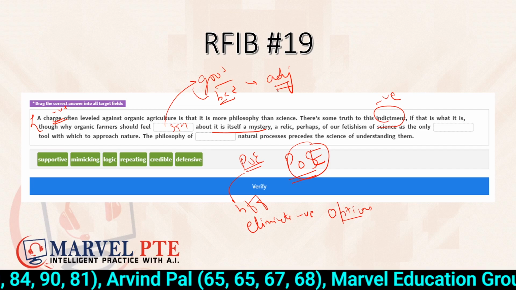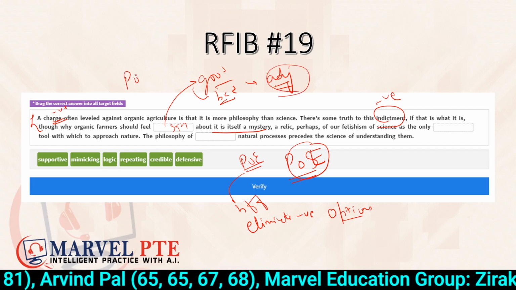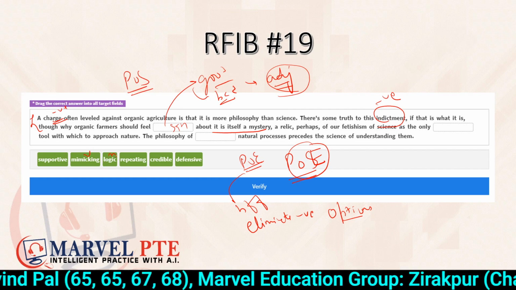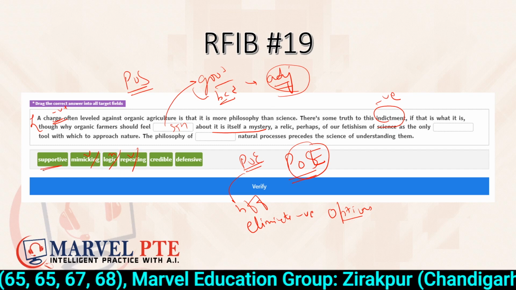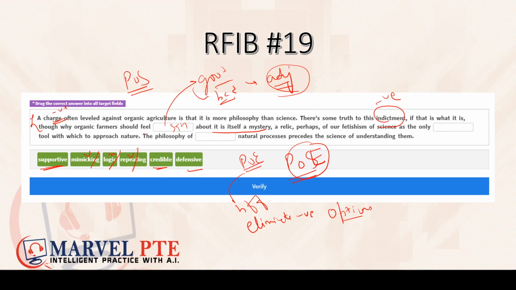So now you know that you are going to fill an adjective over here. That's why the knowledge of parts of speech is important, because we are going to remove our verbs and nouns from this. So you are left with three blanks: supportive, credible, and defensive. Now let's see the tone. The tone is negative, but if you're talking about supportive, it's going to be a positive thing, right? So that's why we cannot fill the supportive one according to the tone. We have eliminated this one also.